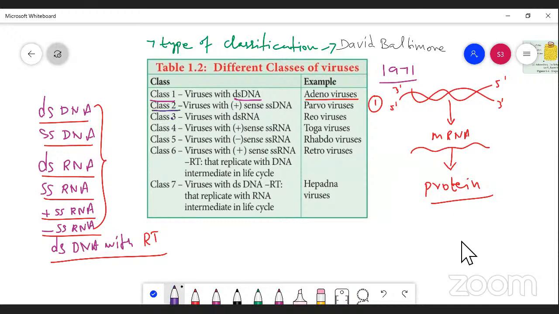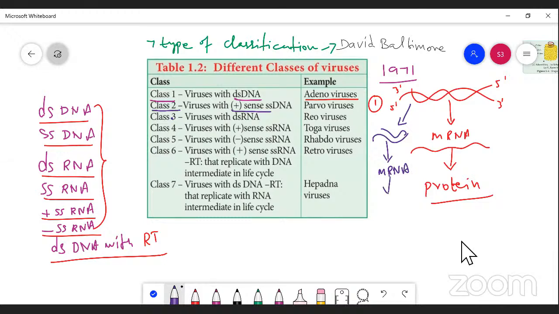The second, class 2, is viruses with the positive sense of single strand of DNA. The positive sense single strand of DNA also leads to protein synthesis, the same as in double strand of DNA, but this DNA produces only single strand DNA molecules. This DNA is converted to mRNA.